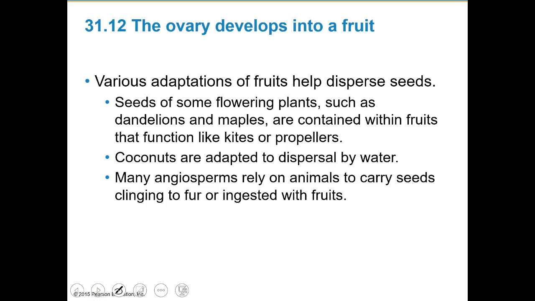Various adaptations of plants help disperse seeds. Seeds of some flowering plants like dandelions and maples are contained within fruits that function like kites or propellers. Coconuts are adapted for dispersal by water, so they kind of float a little bit. Many angiosperms rely on animals to carry the seeds clinging to their fur or ingested with fruits, so sometimes they have to go through a whole digestive tract before they can even germinate.